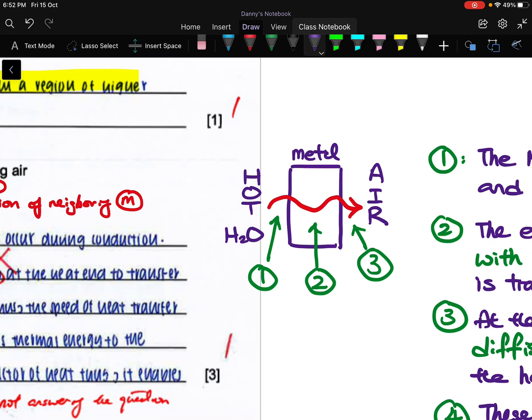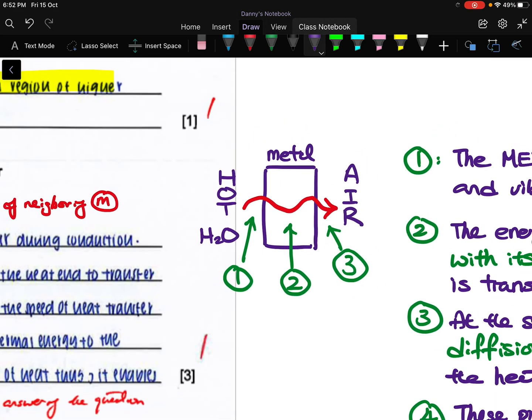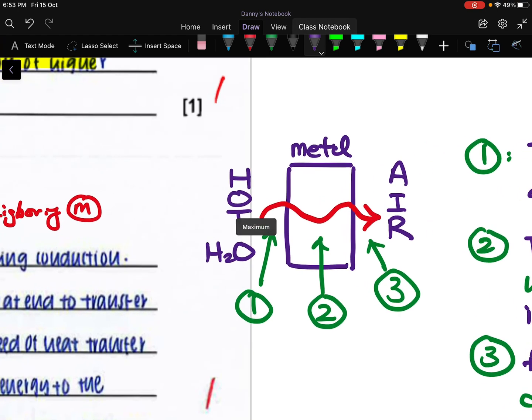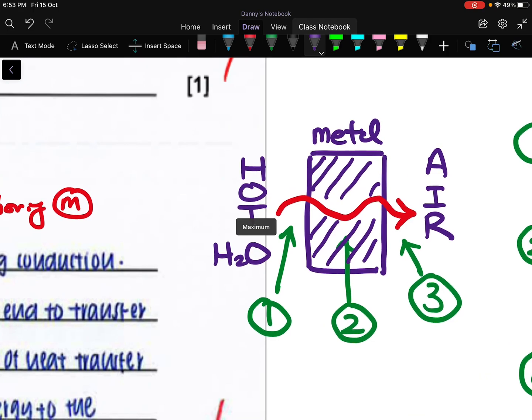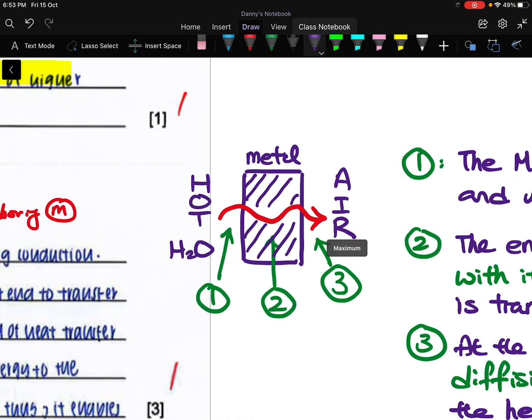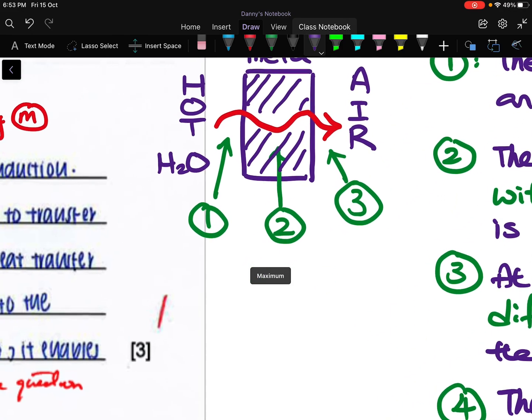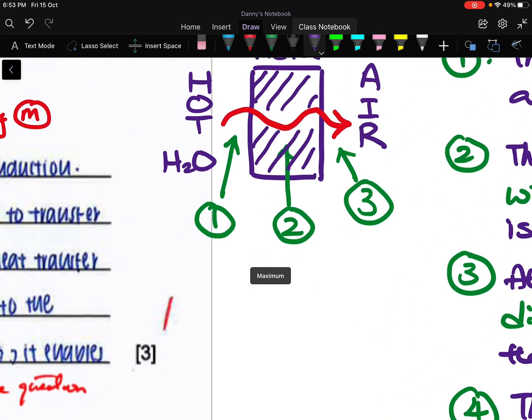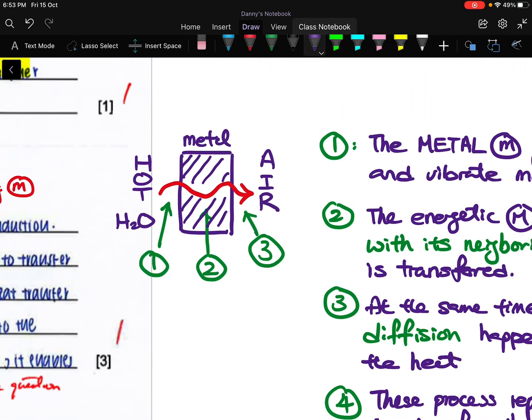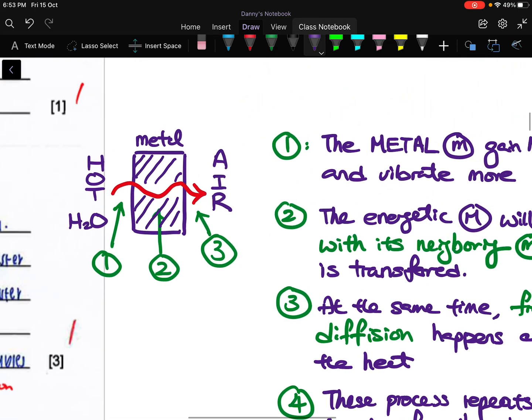So I have given you a simple diagram here to illustrate what we are going to talk about. First, we have to talk about what is happening inside this piece of metal. And of course, we are talking about the heat energy traveling from the hot water inside to the cooler air on the outside. So in your explanation, it should involve 3 main processes, right? 1, 2, and 3. So if you have that in your mind, then it becomes quite straightforward.